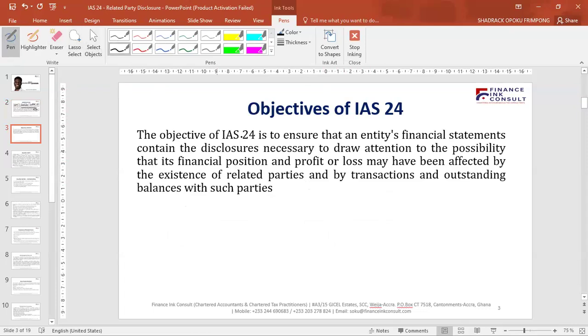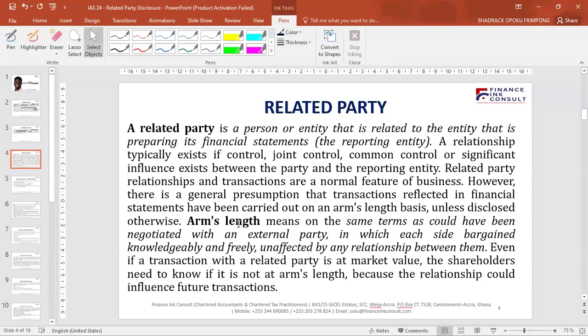Objective of IAS 24. The objective of IAS 24 is to ensure that an entity's financial statements contain the disclosures necessary to draw attention to the possibility that its financial position and profit or loss may have been affected. Once again, may. It is not always the case. Sometimes you will sell to a related party and it's going to be at arm's length. So may have been affected by the existence of related party transactions, by related parties, and by transactions and outstanding balances with such parties.